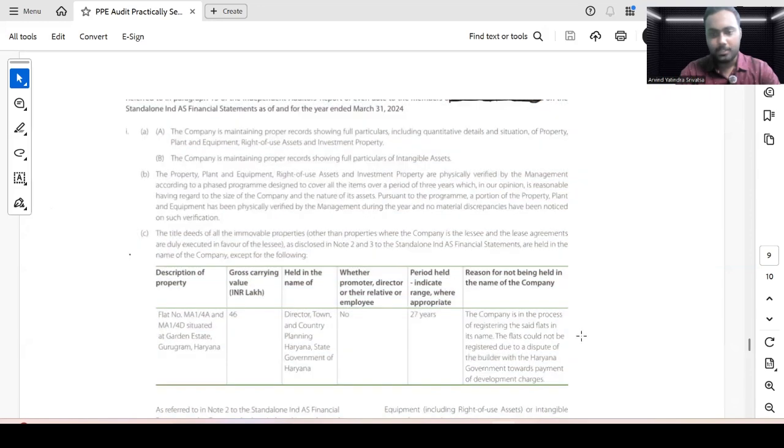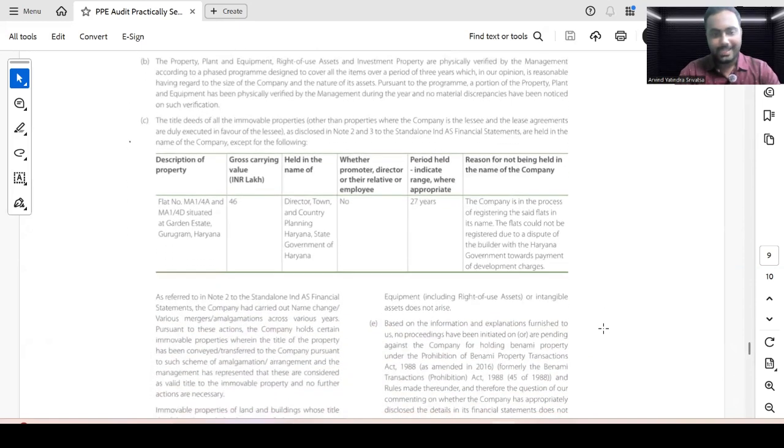The company is in the process of registering the said flats in its name. The flats could not be registered due to a dispute of the builder with the Haryana government towards payment of development charges. So basically, in this case, the ownership of the property is in the entity's hands, but the title deed of the property is not in the entity's name due to a dispute or a delay in the same getting registered in the entity's name. I hope you understand this case.